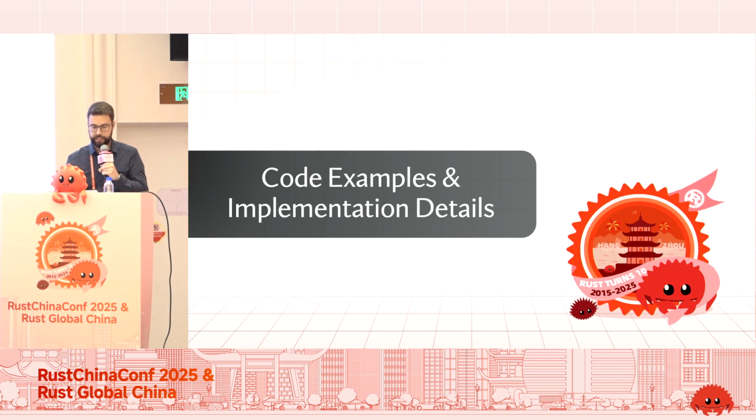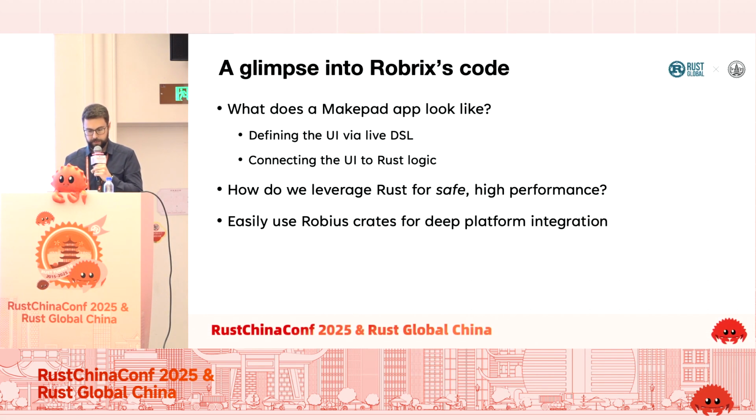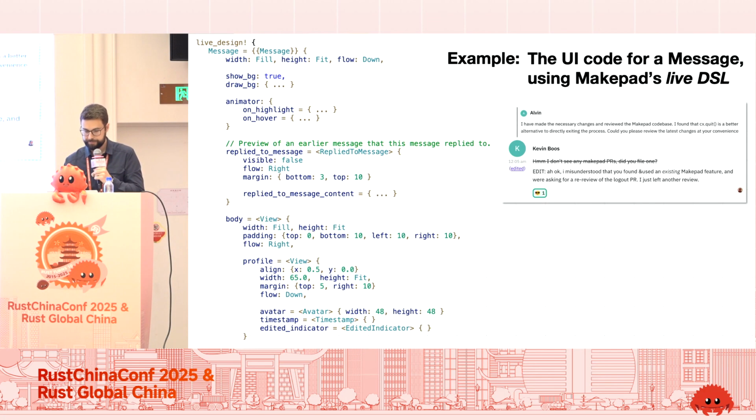Okay, so let's take a look at some of the code that Robrix implements. First off, I'll give you an idea of what Makepad and Makepad's app code actually looks like, how to define the UI with their custom live DSL, and how to connect that UI to the Rust logic, how we leverage Rust for safe high performance, and how we can utilize some of the Robius crates for deeper platform integration.